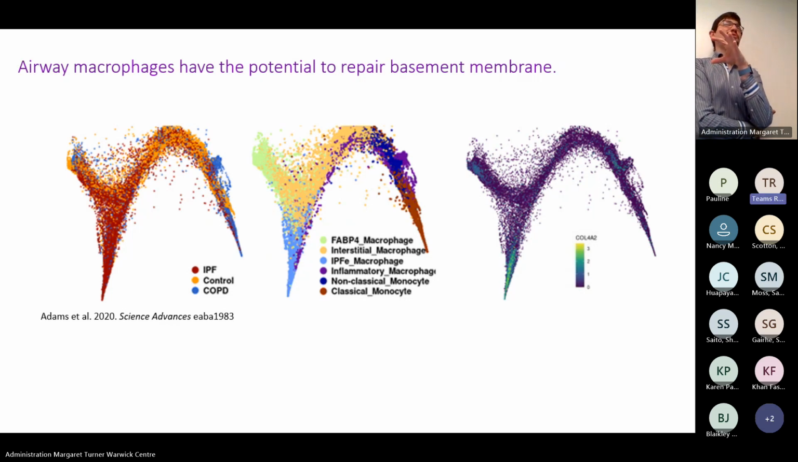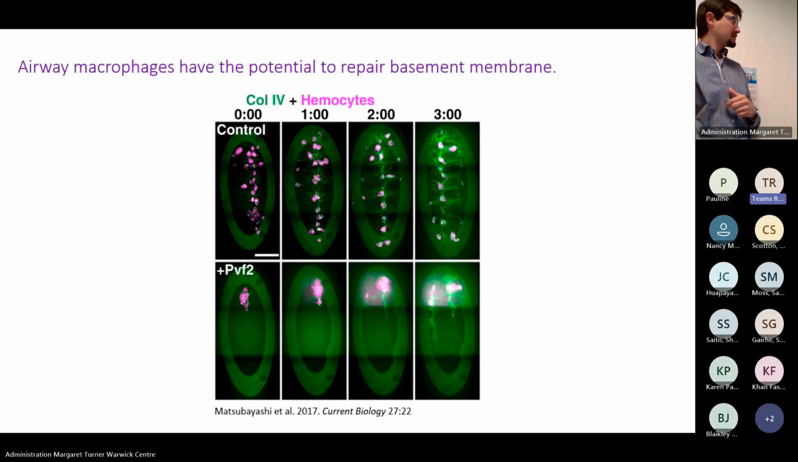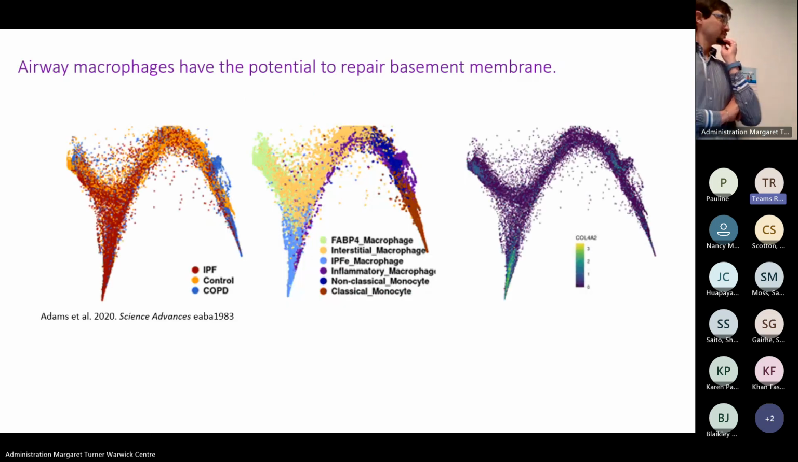So again, this wasn't a macrophage study. This was just something that we found at the same time as looking at this. But really what we want to know is, do macrophages actually lay down basement membrane? They do in the fly, quite well. But do they do it in the context of disease? Because the commonest cell to lay down basement membrane in the lung is the AT1 cell, which is the cell that's lost in fibrosis. So you can imagine that other cells are desperately trying to compensate. And that might be quite an interesting therapeutic approach, if you can get another cell to repair.